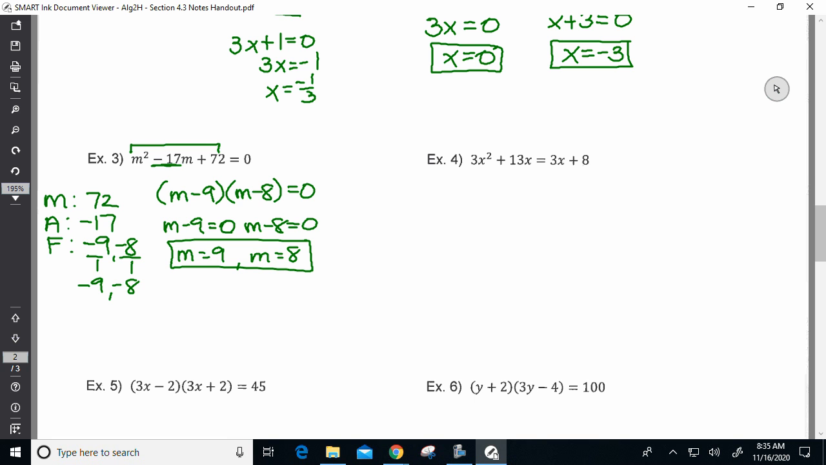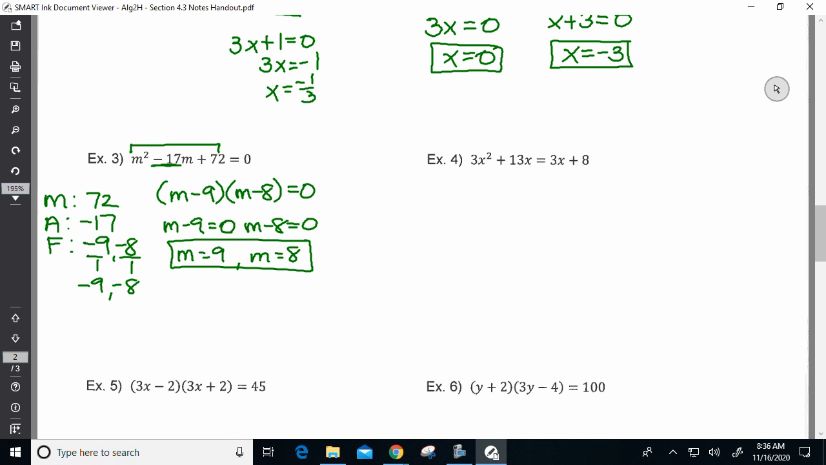Alright, so example 4. 3x squared plus 13x equals 3x plus 8. So this is the first time in which we now get an equation that's not equal to 0. We've got to get the equation equal to 0. We do not start the problem, if we're trying to factor it, until the equation is equal to 0.